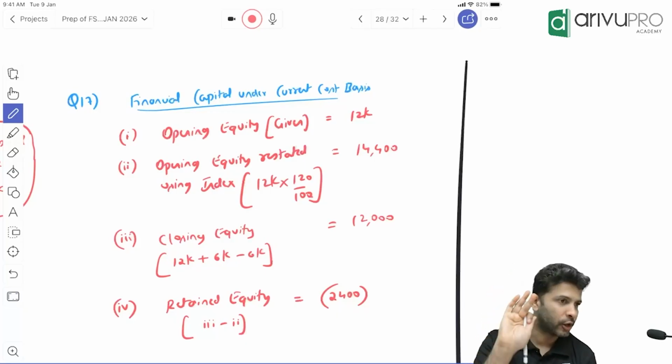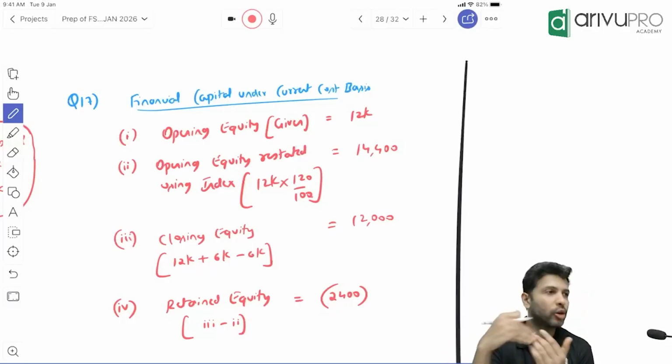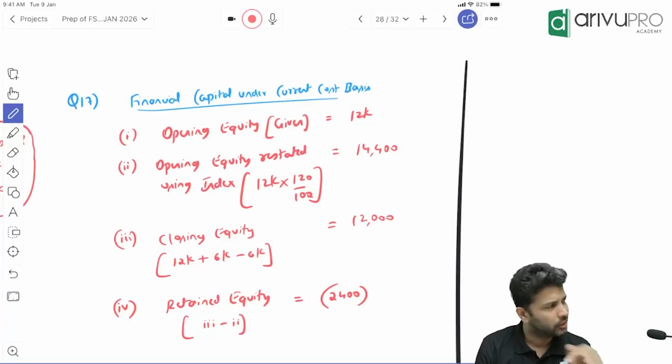This is more logical. Do you agree with me? Because at least you need to do the same level of activity. For that, we need to have money. Historical cost is stupid. This, I think, makes more sense.